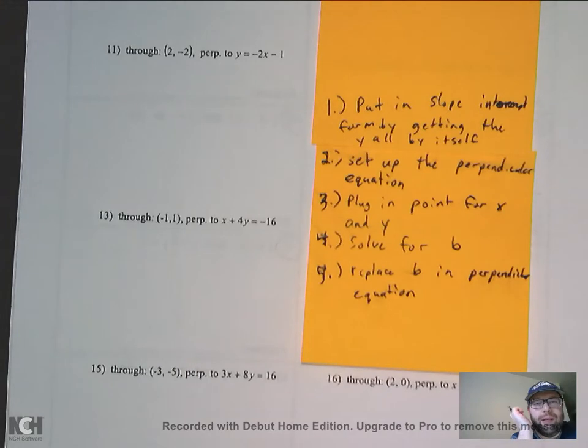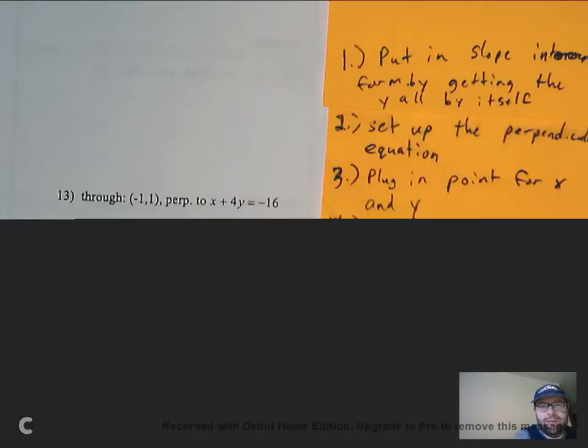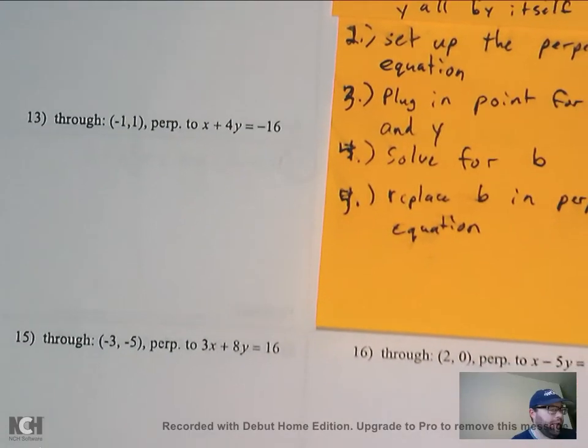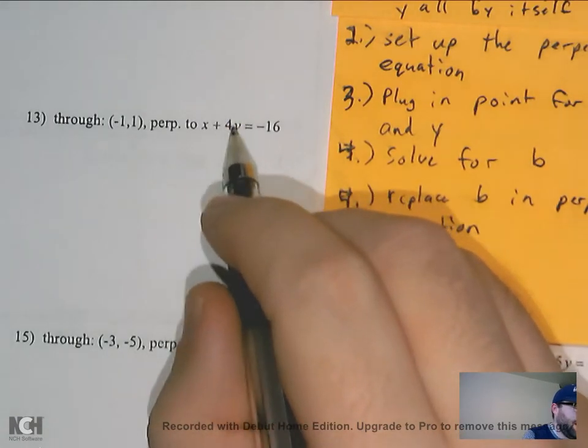Okay, so let's look at an example. I'm going to zoom in here a little bit more so you guys can see better. Let's look at this equation. My goal here is to get the y by itself first, because I can't see the slope before I get the y by itself, and you can't get a perpendicular slope without a slope to go off of. So our first step is to isolate this y.